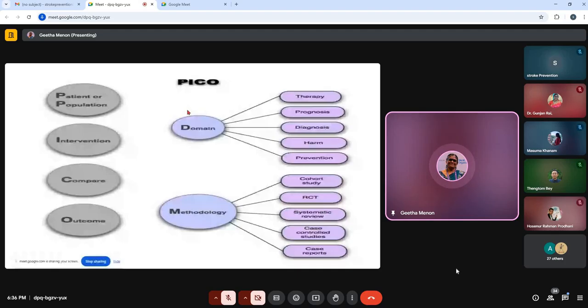Now, the PICO framework actually falls in two broad domains, and that defines the kind of study or the design of the study that we are looking for, and the methodology. So the first is the domain, where the domain could be a therapeutic domain, it could be a prognostic domain, it could be a diagnosis, or it could be a prevention domain. And the methodology could be the different study designs that one adopts for conducting primary research, like the cohort studies, the randomized control trials, the case control studies, or it could be just observational studies. So these two domains are the ones in which the PICO has to be clearly defined.